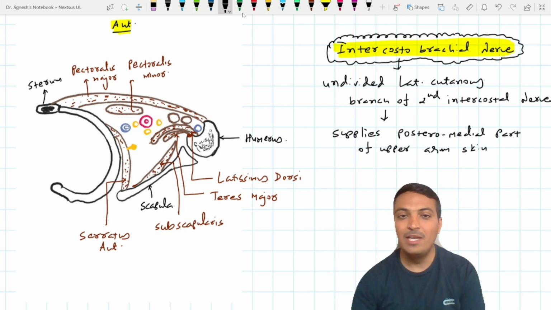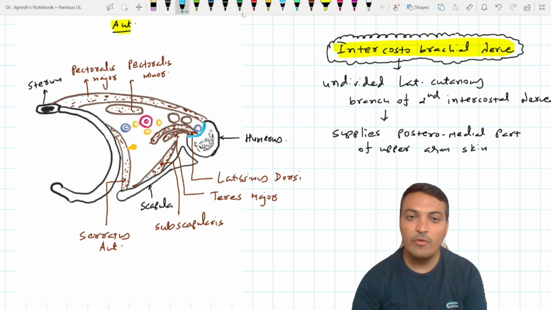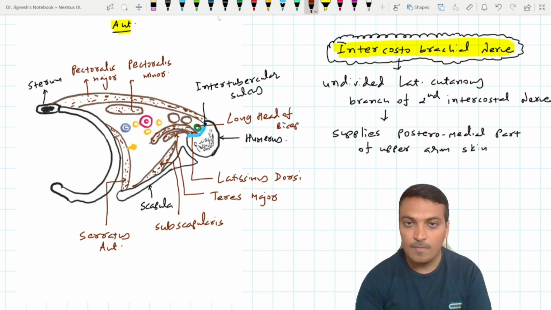Now let's move on to the lateral wall of the axilla. The lateral wall of the axilla is going to be formed by this intertubercular sulcus, or we can say bicipital groove of the humerus. One tendon situated within this intertubercular sulcus is the long head of the biceps tendon. So the long head of the biceps tendon is going to form the lateral wall of the axilla.